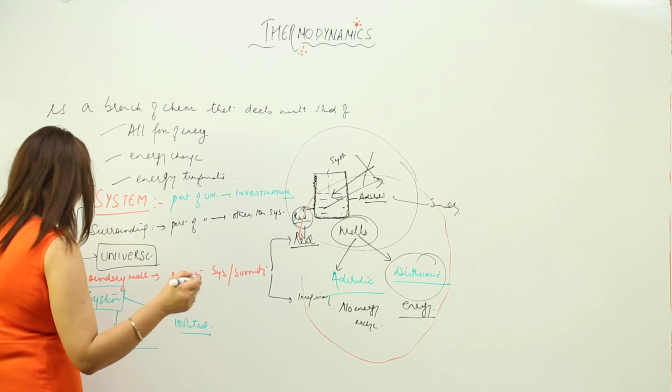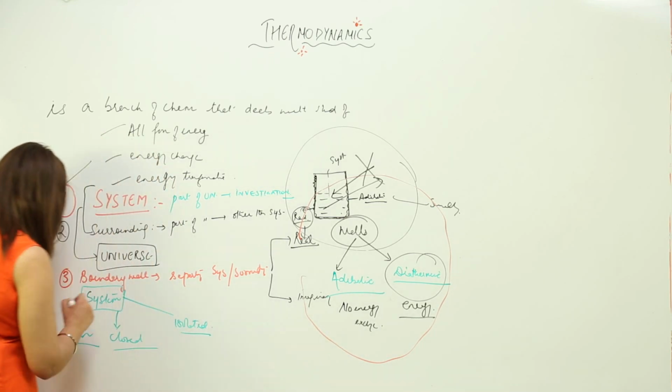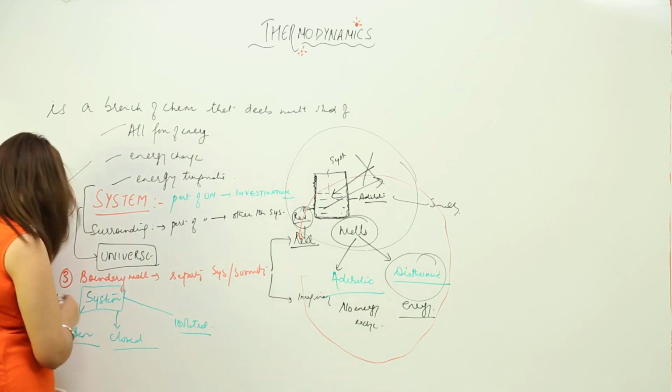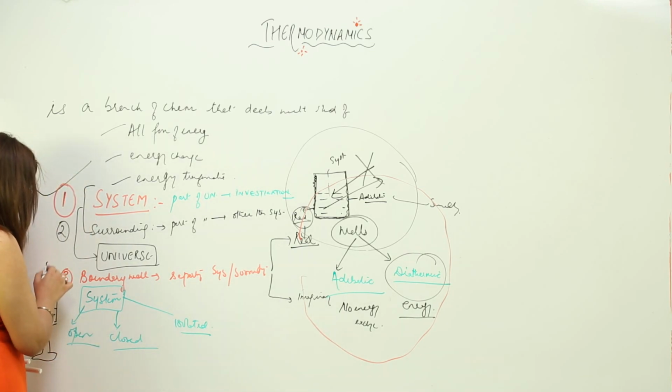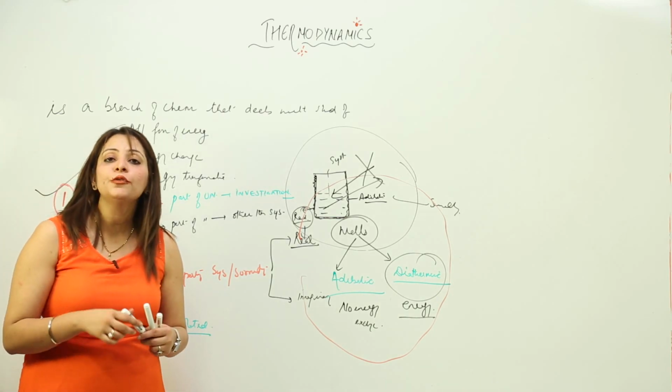I am just going to explain this with an example. Suppose I have a container, and in this container I have water. I start heating it. So what will happen? It will form vapor, and the vapor will just go out into the surrounding.